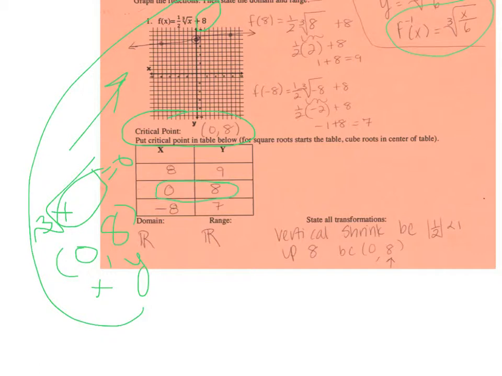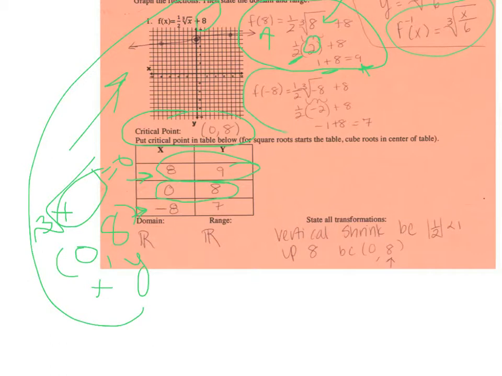You can pick any x value on either side of 0. So I plug in 8 and negative 8. And when I plug in 8, you have to do order of operations. So the cube root of 8 is 2. Then you multiply. So 2 times a half is 1. And then 1 plus 8 is 9. So in went 8, out comes 9. So our ordered pair is 8, 9.